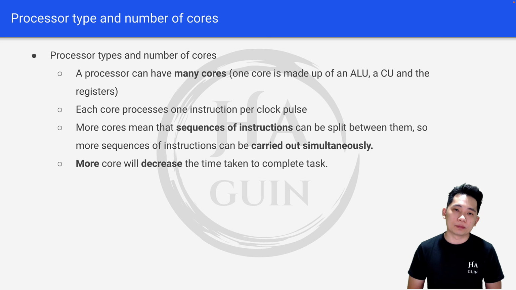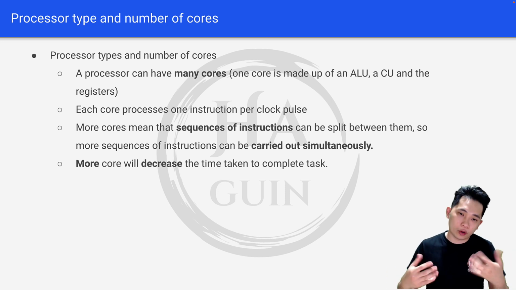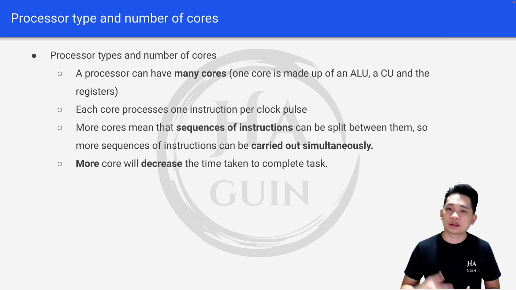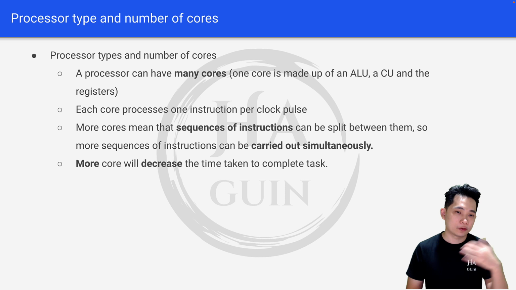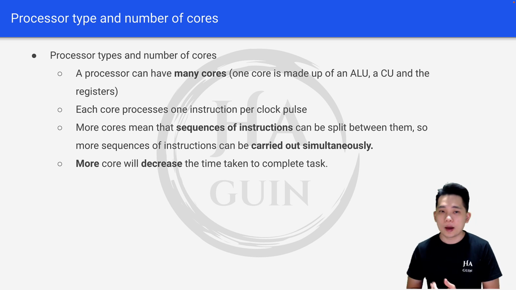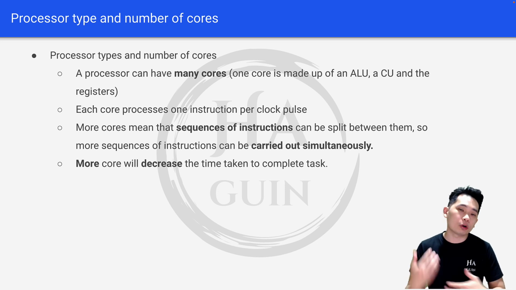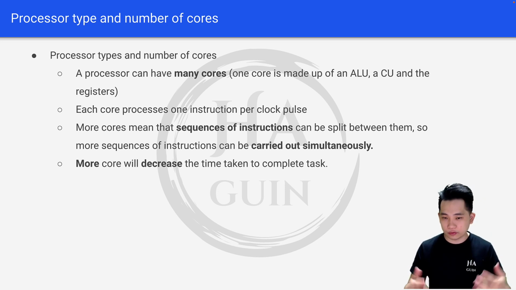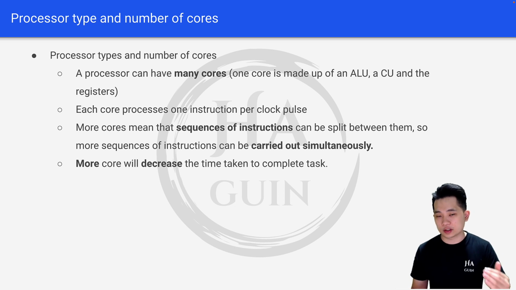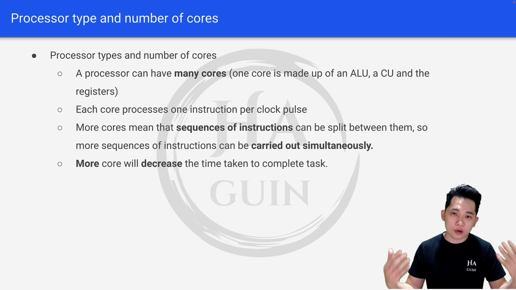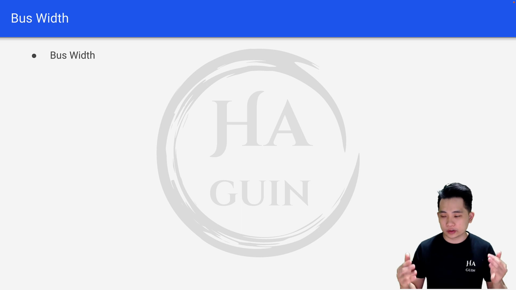So just think of this example. For example, you have a restaurant with many customers, and initially you only have one waiter to serve all the customers. Definitely the time taken is going to be very long, because this waiter has to serve customer A, and only then can serve customer B, C, D, E, and so on. But instead of one waiter, you have 4 waiters to serve all the customers. It means that at any point in time, you can have 4 waiters serving customers simultaneously. So in the end, the time taken to serve each customer definitely will decrease because you have more waiters to serve all the customers. And next, let's look into bus width.